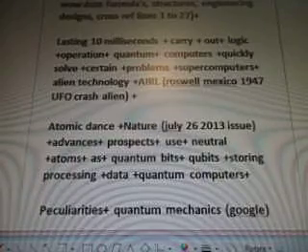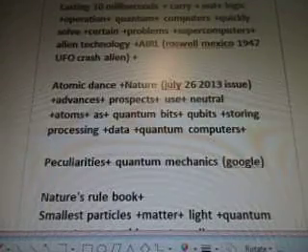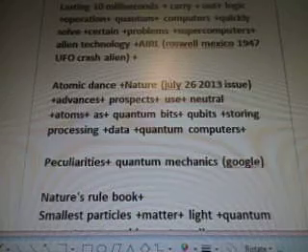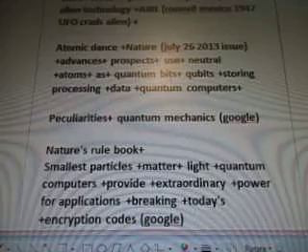Lasting 10 milliseconds, carry out logic operation. Quantum computers quickly solve certain problems. Supercomputers, alien technology, Errol, Roswell, Mexico, 1947 UFO crash alien. Atomic Dance, Nature, July 26, 2013 issue. So that was new stuff.